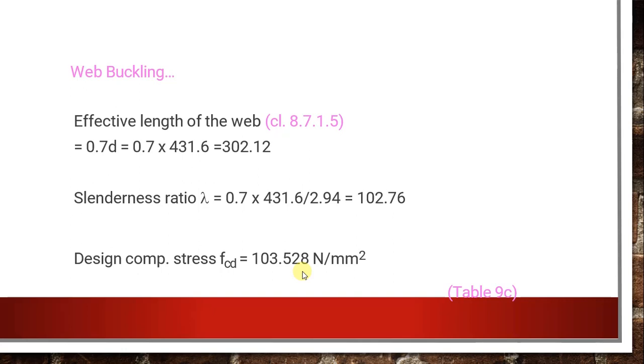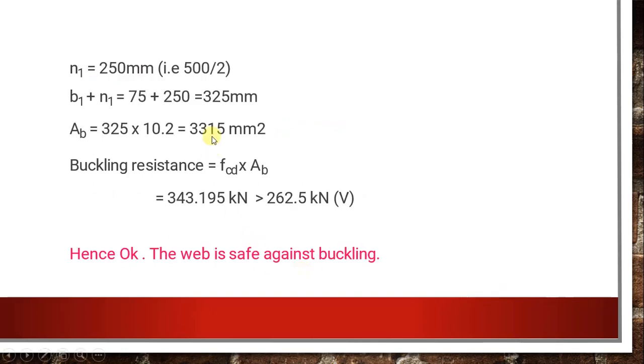Next, moving forward, assume n1 as 250 mm, that is 500 divided by 2, overall depth divided by 2, and you will get the n1 value. Then b1 plus n1, where b1 is the stiff bearing length. So 75 plus 250 is equal to 325 mm. From that value, you have to calculate the area. Here the area is obtained as 325 into 10.2, that is the thickness of web, and the area is obtained as 3315 mm square.